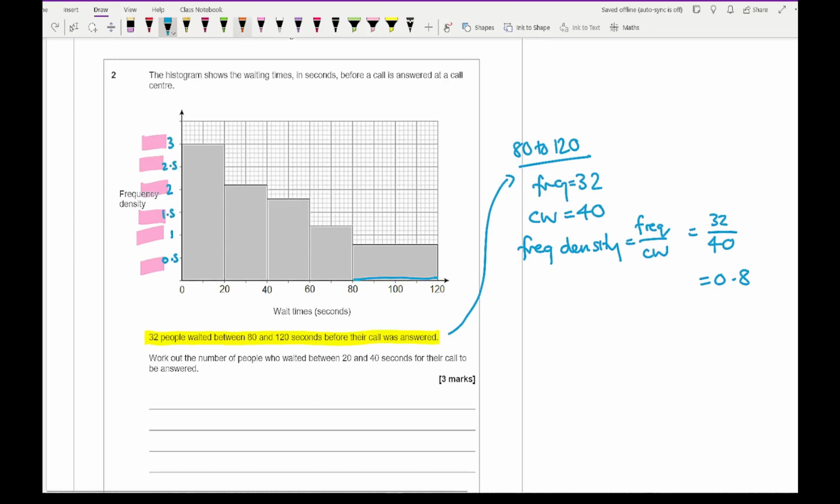So that's going to be 1.5, that's going to be 2, 2.5 and 3. So from this, the question is asking me to work out the frequency between 20 and 40. So basically it's asking me to work out the frequency of this bar. Now to work out the frequency, that's the frequency density multiplied by the class width. So the frequency density, as you can see here, using the scale is 2.1, and the class width is 40 take away 20, which is 20, and then I just work that out and I get an answer of 42.